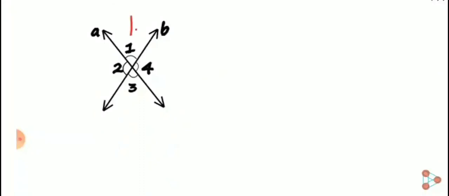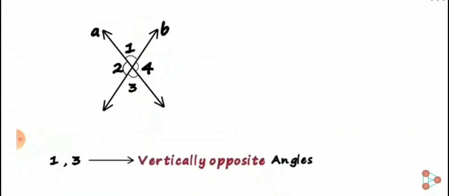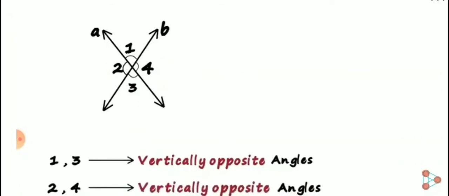Look at angles 1 and 3. They are opposite each other and are always equal. They are called vertically opposite angles. Angles 2 and 4 are also opposite each other and are also equal. This pair of angles as well are called vertically opposite angles.